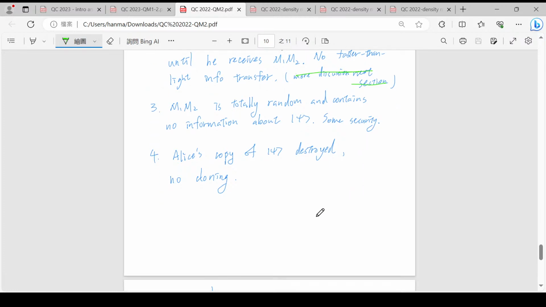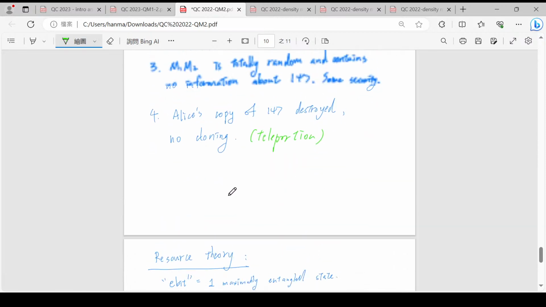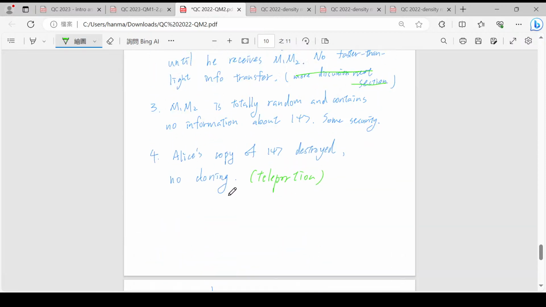And once again, this is why this is called teleportation. It's like Alice is sending her part of the state to Bob. So she teleports the state to Bob, and her side of the copy is destroyed. We know this must happen because of the no-cloning theorem. They cannot both hold a copy of the state. One of them holds this unknown copy, and the other one doesn't anymore. It's a teleportation.